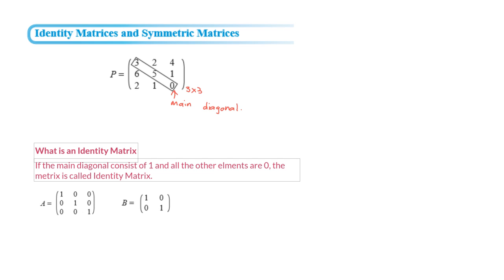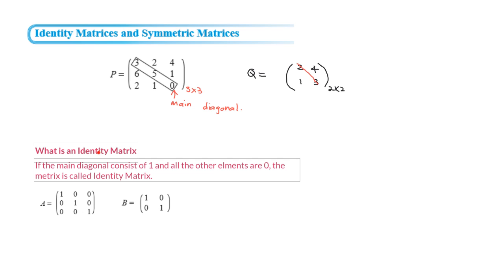Let's see one more example. Suppose we have matrix Q equal 2, 4, 1, 3. So this is a 2 by 2 square matrix. If you draw a main diagonal, this is the main diagonal here. So you should have some idea about the main diagonal before you study identity matrix and symmetric matrix.